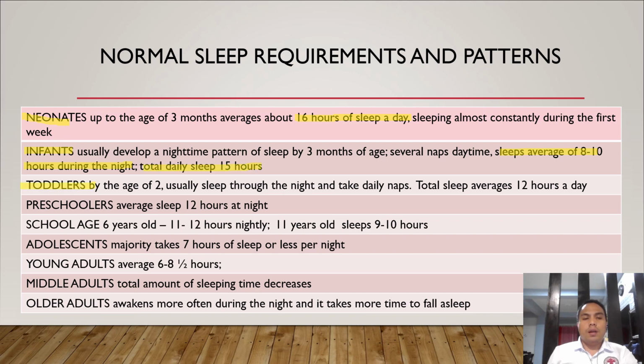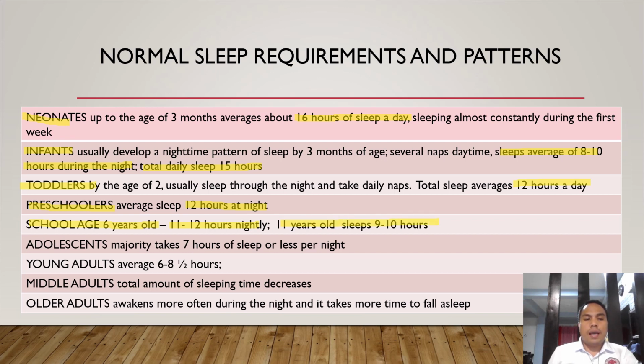In our toddlers, that is the age of 2, usually sleep through the night and take daily naps. So total sleep average is 12 hours a day. Preschoolers, the average sleep is at least 12 hours at night. For school age, that is 6 years old, 11 to 12 hours nightly. For 11 years old, that is 9 to 10 hours.